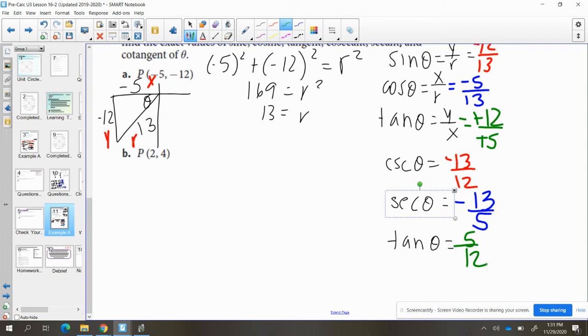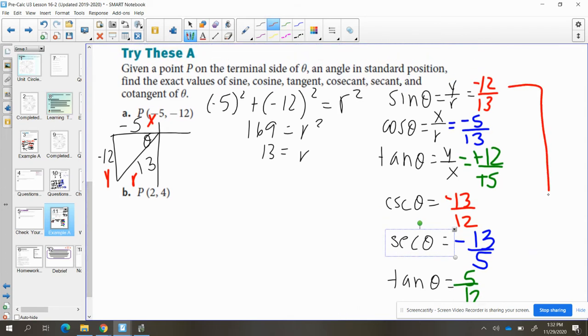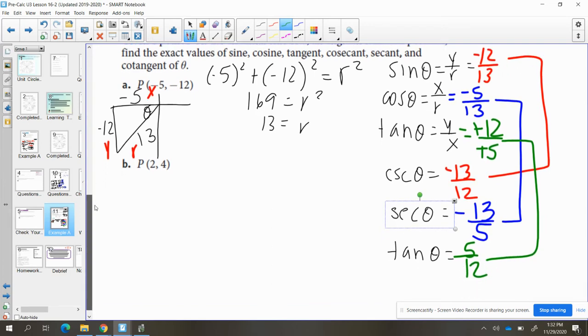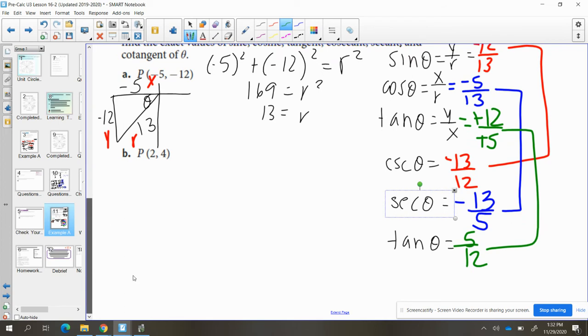So again, we could see the relationship between the reciprocal and its function. Right, you see these here, how they're just flipped fractions of each other. The sign will stay the same because, again, it's in quadrant 3.